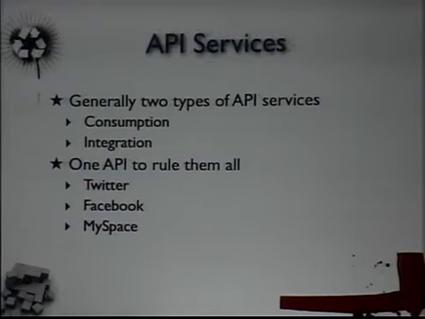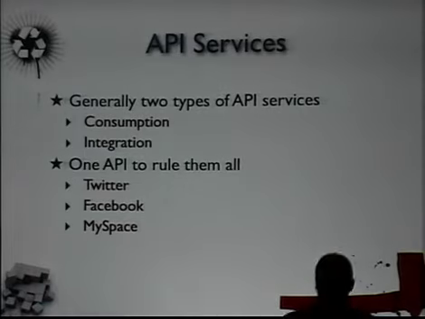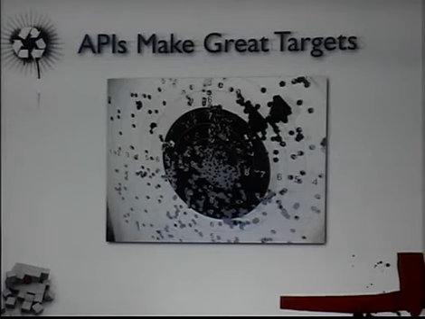And of course, there's the one API to rule them all. So there's nothing saying that your API can't provide both consumption and integration. Probably one of the most simple to understand is Twitter, right? Twitter is a very simple web application. However, it allows you to use third-party applications to get your messages, and it allows you to then integrate content back in. So you're sending messages that then end up being integrated on their site. As you might imagine, APIs make great targets if you're an attacker.